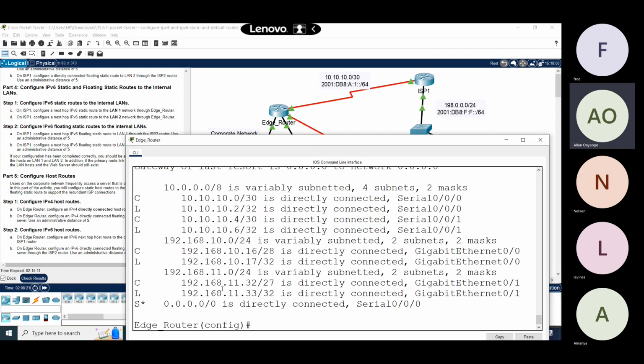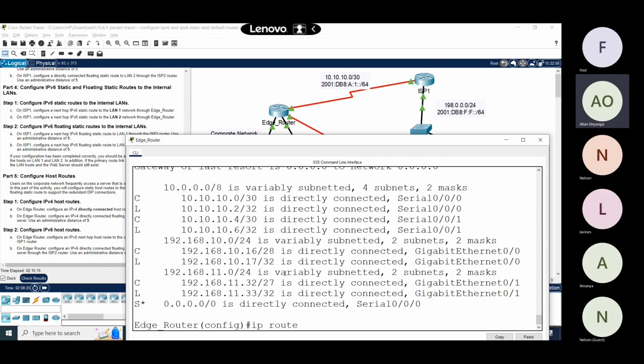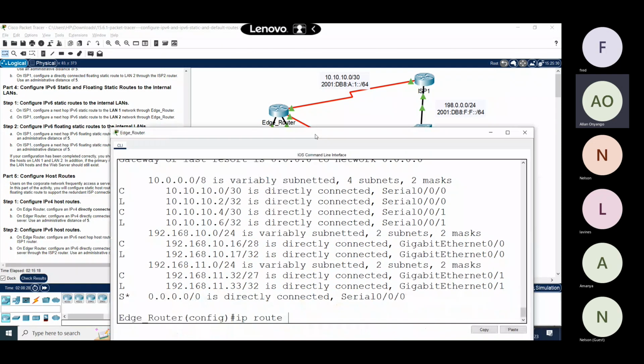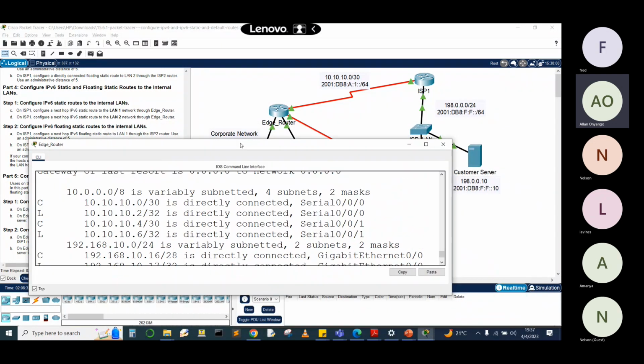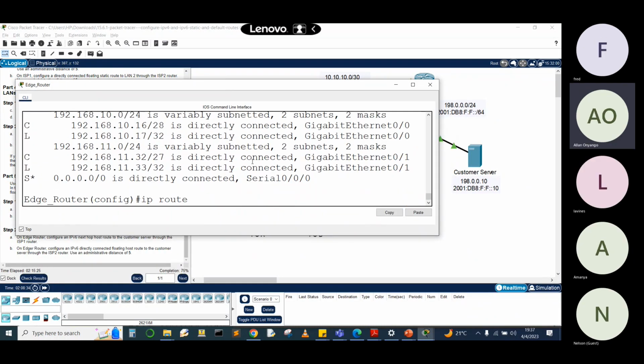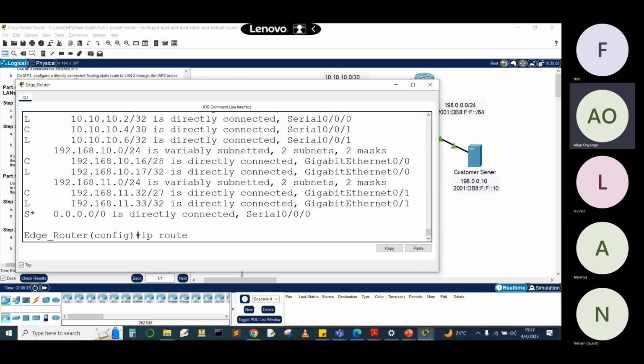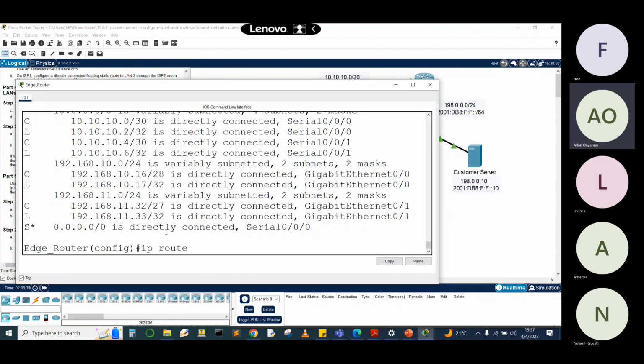And so we say ip route. Remember, we are doing a host route. When we do a host route, we need to know the IP address of that particular host right here. So the IP address of that host is 198.0.0.10.